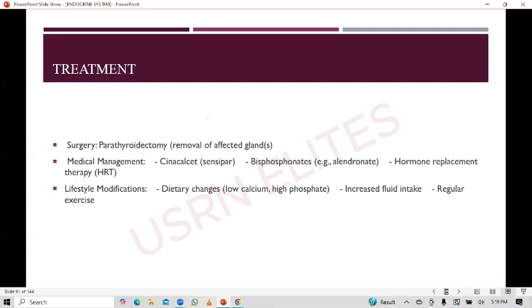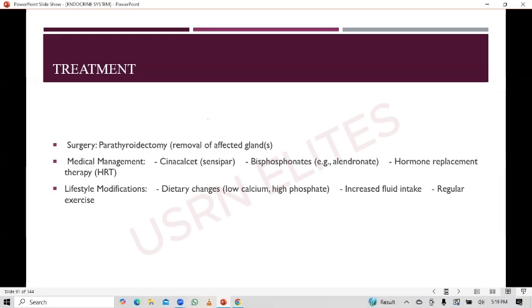One, it will prevent renal calculi. If you take in more water, it can ensure that the calcium building up in the kidneys is excreted. And two, if there's excess calcium in the body and you increase fluid intake, it can also help the kidney function properly by excreting the excess calcium. Very good. Then we have regular exercises.